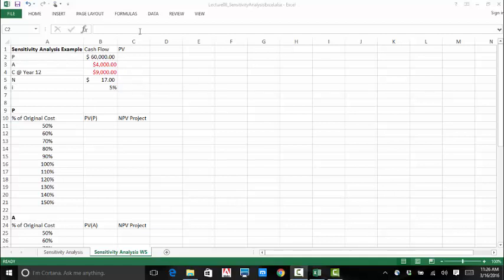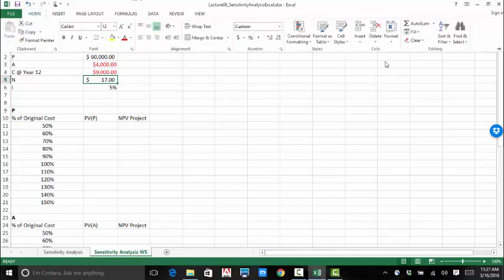So this is the sensitivity analysis example. Please set up your Excel spreadsheet like this. We have three cash flows in this example: a P of $60,000, an A of negative $4,000, and then a cash flow at year 12 of negative $9,000. N should be 17 years, not $17. And then we have an I of 5%.